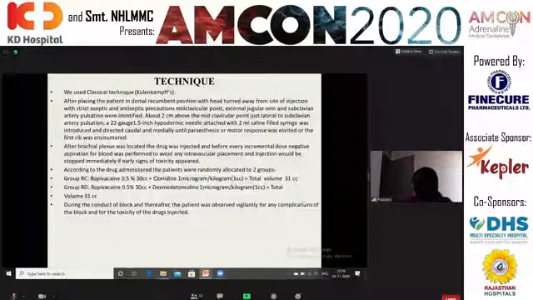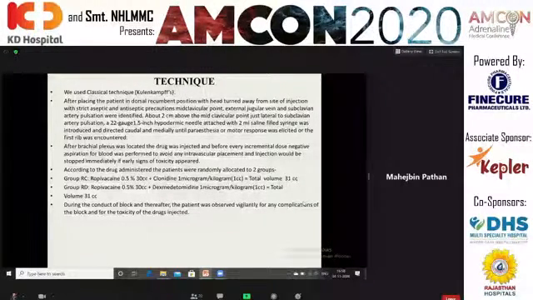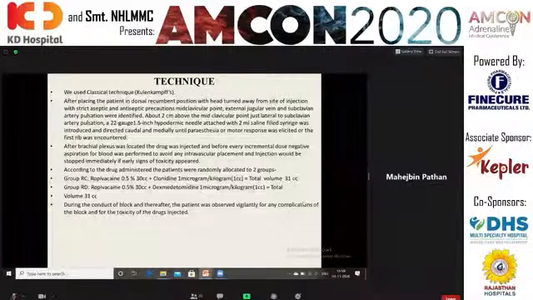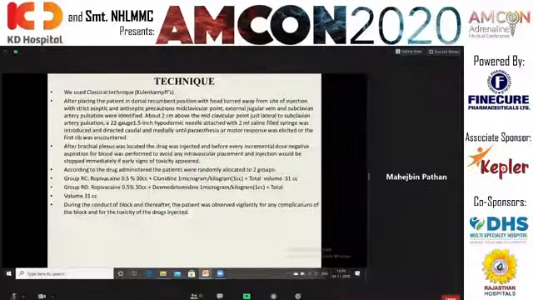We used a classical technique. After placing the patient in dorsal recumbent position with head turned away from the site of injection, with strict aseptic and antiseptic precautions, the mid-clavicular point, external jugular vein, and subclavian artery pulsation were identified. About 2 cm above the mid-clavicular point, just lateral to the subclavian artery's pulsation, a 22 gauge 1.5-inch hypodermic needle attached to a 2 ml saline-filled syringe was introduced and directed caudal and medially until paresthesia or motor response was elicited or the first rib was encountered.